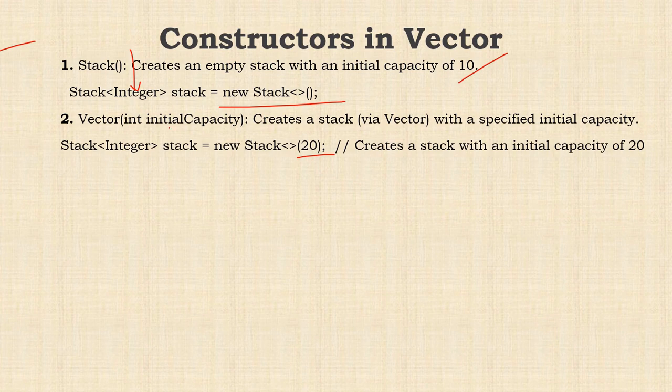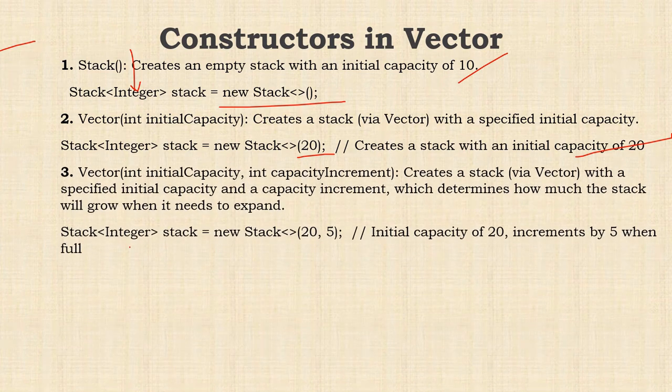Okay, vector constructors. See, create a stack via vector with the specific initial capacity. Create a stack with initial capacity 20. So it will internally use the vector to create this stack with the given capacity.